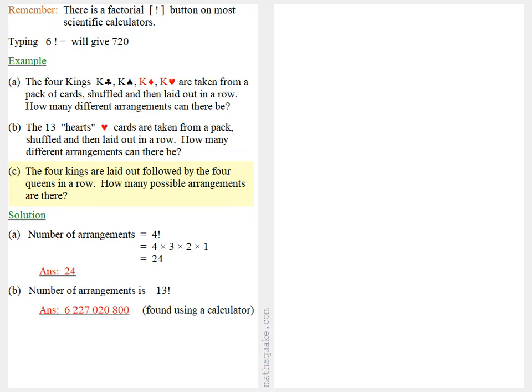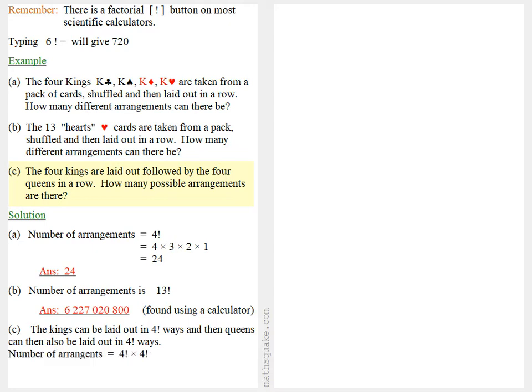In part C, we're asked, the 4 kings are laid out, followed by the 4 queens in a row. How many possible arrangements are there for this? Well, the kings can be laid out in 4 factorial ways. And then for each of these, the queens can be laid out also in 4 factorial ways. So the total number of arrangements is 4 factorial times 4 factorial, which is 24 times 24, or 576. So our answer is 576.